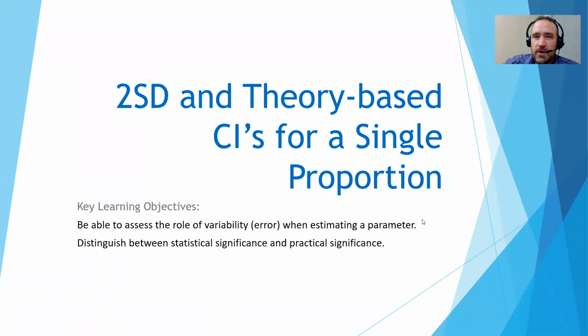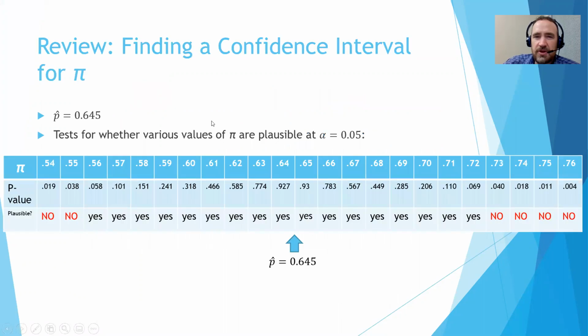So we have looked at how we can find a confidence interval by creating a big table of values for our parameter. Here we're calling it a proportion pi, and then testing all of those parameters with a hypothesis test and seeing where we reject pi and say it's not plausible, and where we accept pi and say, okay, that looks plausible.